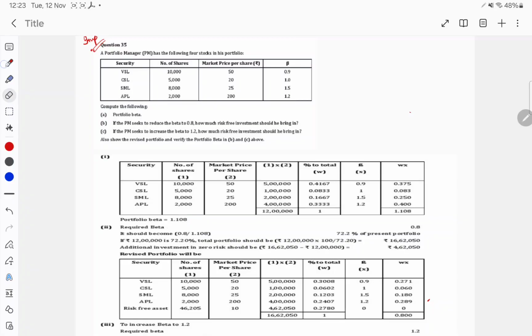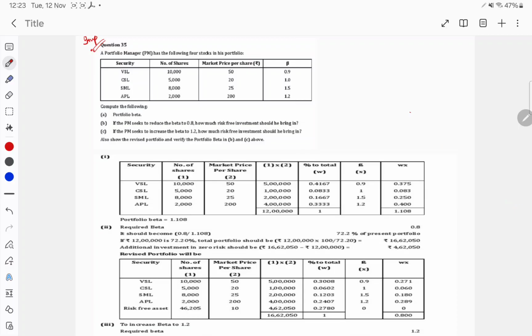Okay, now the second part is the most important part. This first part, everyone can easily solve in the examination. People find it difficult solving the second and the third part. I'll explain the second part first.